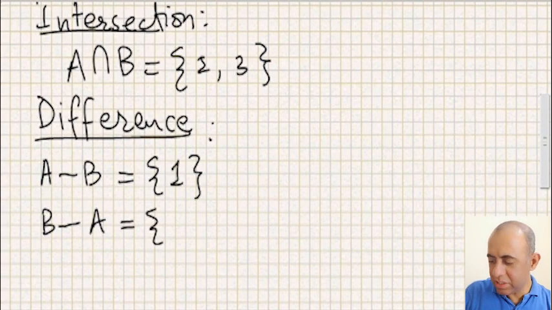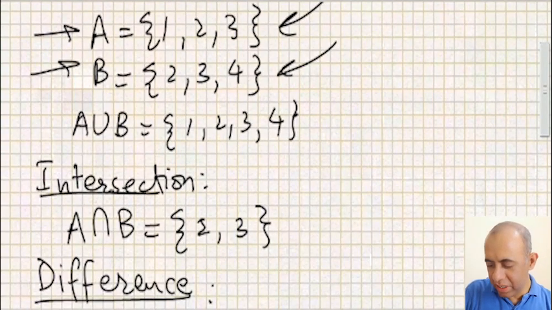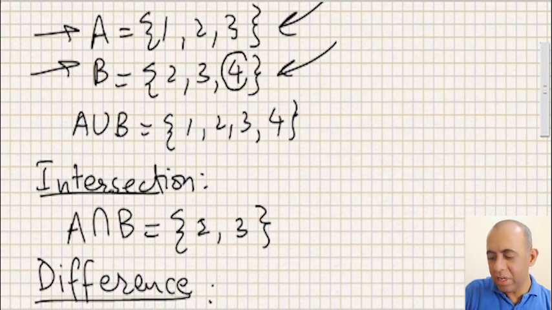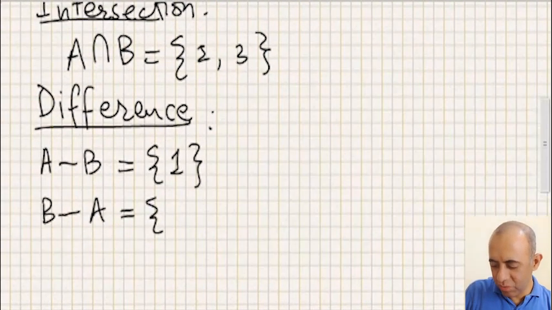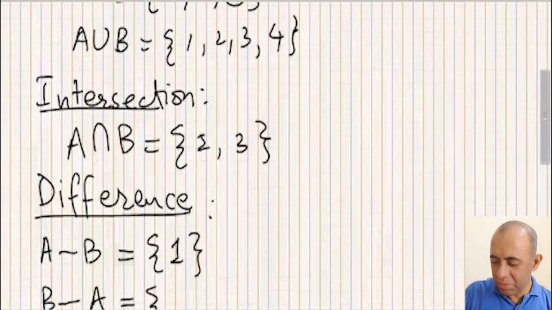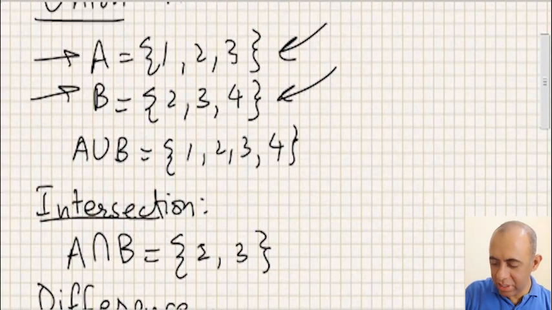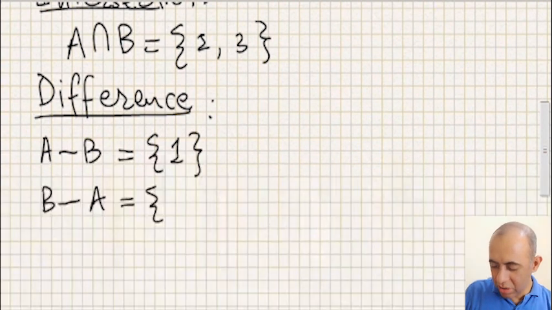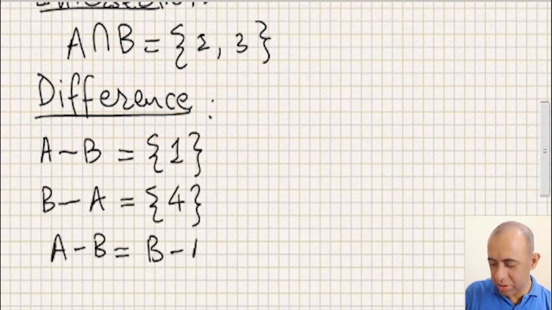Similarly, what is B minus A? You will look at all the elements again. You will keep the element of B which is not in A. So B minus A would be 4. So it gives you another idea about the difference operator, and which is that the difference operator cannot be the same if we are reversing their positions. So A minus B is not equal to B minus A.